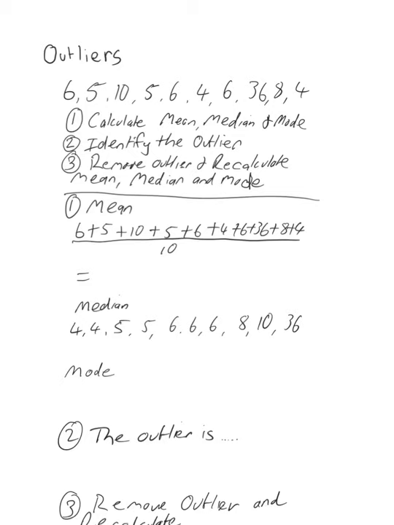Okay, today we're having a look at outliers. Now, an outlier is one or more, maybe two or three at the most, numbers that are way bigger or way smaller than most of the other numbers in a set of data, okay?